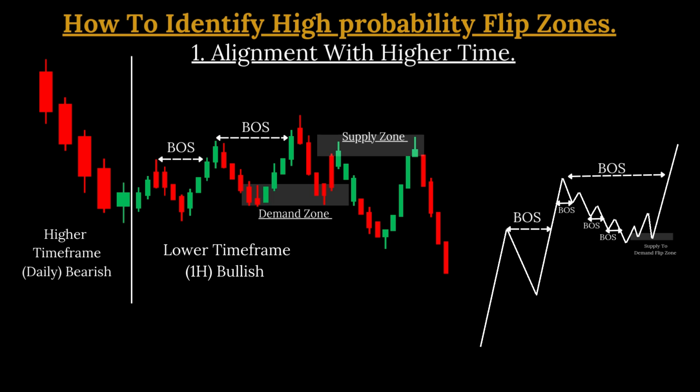1. Alignment with higher timeframe. To identify high probability flip zones, ensure they align with the higher timeframe trend, where price structure confirms the broader market direction, e.g., bullish or bearish, as this validates institutional intent or order flow and reduces the likelihood of false flips. It also provides context for entries that coincide with key structural shifts, such as a break of higher lows in a bearish trend or lower highs in a bullish trend, with added confluence from order blocks, imbalances, or Fibonacci retracements.